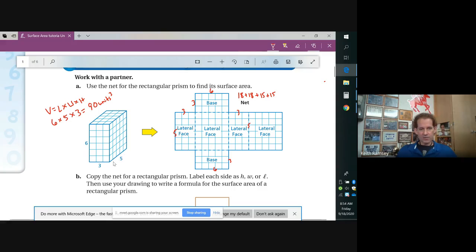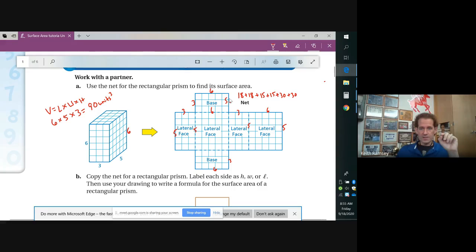And then I've got this larger face over here. So if this is 6, then this is also 6. So the big face is going to be 6 by 5, okay? 6 by 5 for both of these, okay? And I know 6 times 5 is 30, but I have two of those. So I'm going to say plus 30 plus 30.